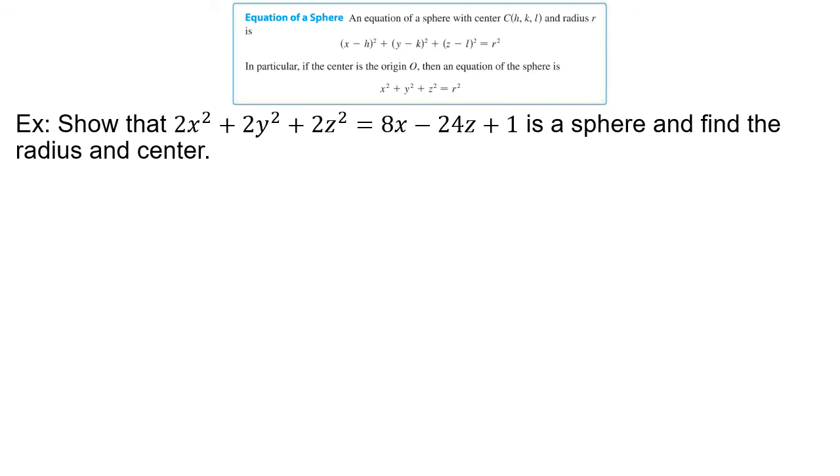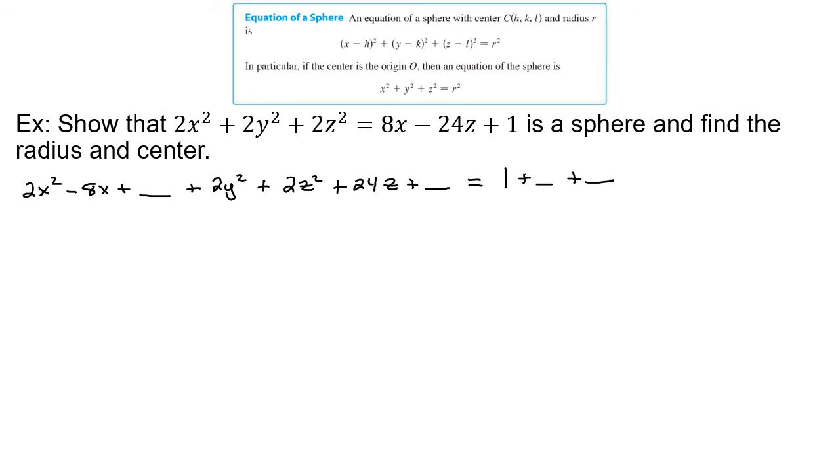So I'm going to write this as 2x squared. Then I'm going to subtract that 8x to the other side and leave a blank. And then I'll have a 2y squared. And that's it. With no y terms, you don't need a blank there. And so we'll just jump to the z's, 2z squared, add the 24z to the other side, and leave a blank. And I'll have a 1 plus a blank and a blank. I only have 2 blanks here.